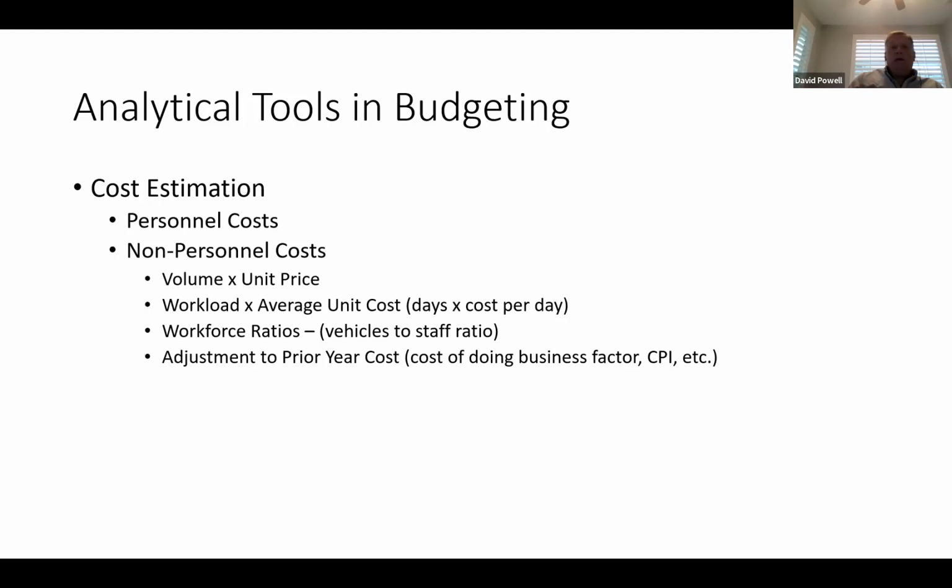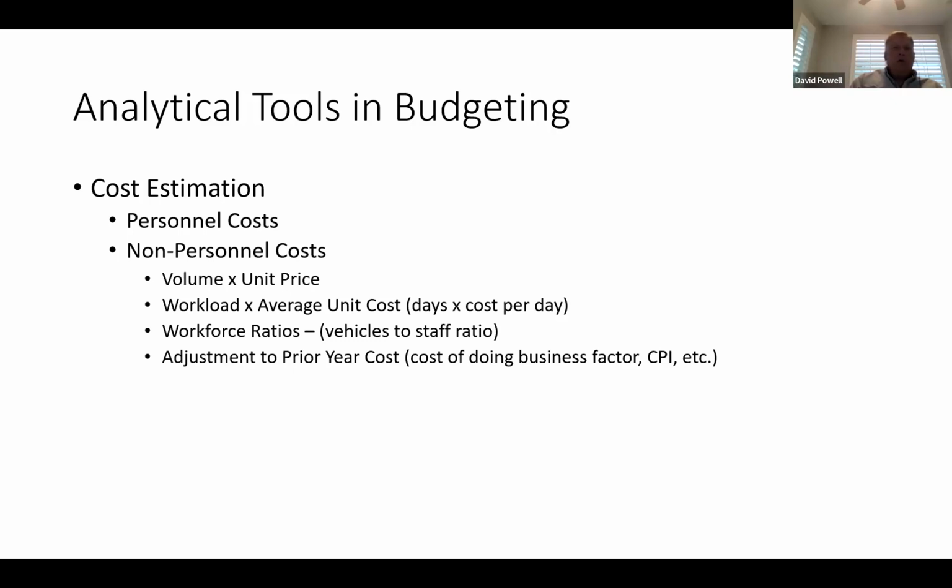If you're bringing in, say, a consultant, someone to come into your organization to do training, it would be workload times average unit cost. So the number of days that this consultant's going to be in your organization multiplied times the cost per day. That's why we see the per unit cost in the Department of Aging example. That is used to help estimate those costs on a per unit type of basis.